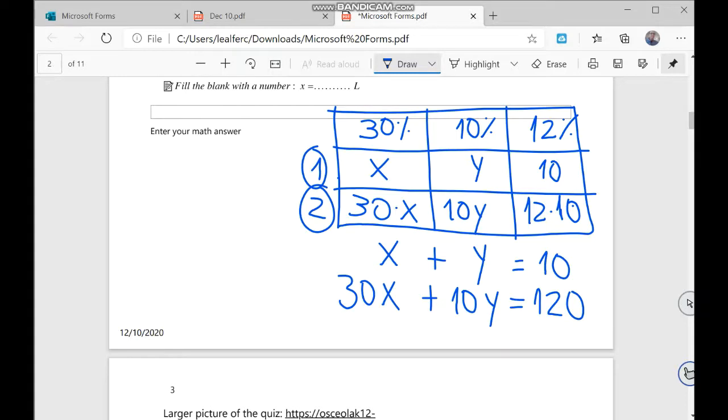I'm going to multiply the first equation by -1. That means negative x minus y equals -10. I multiply all the terms of the first equation by -1.